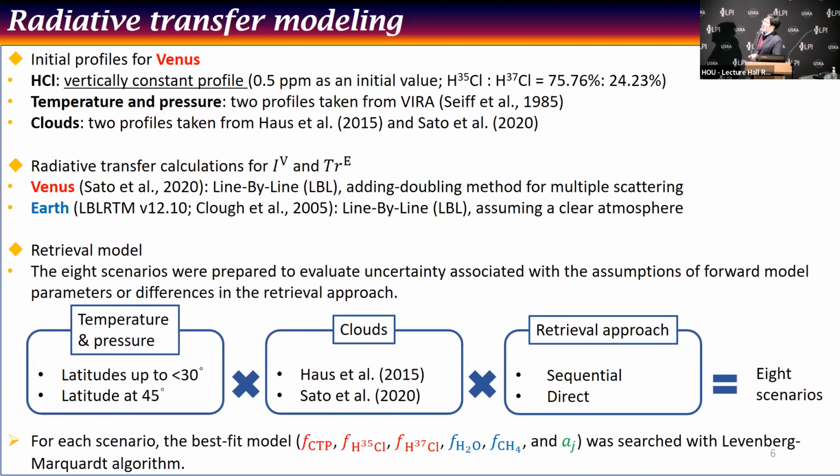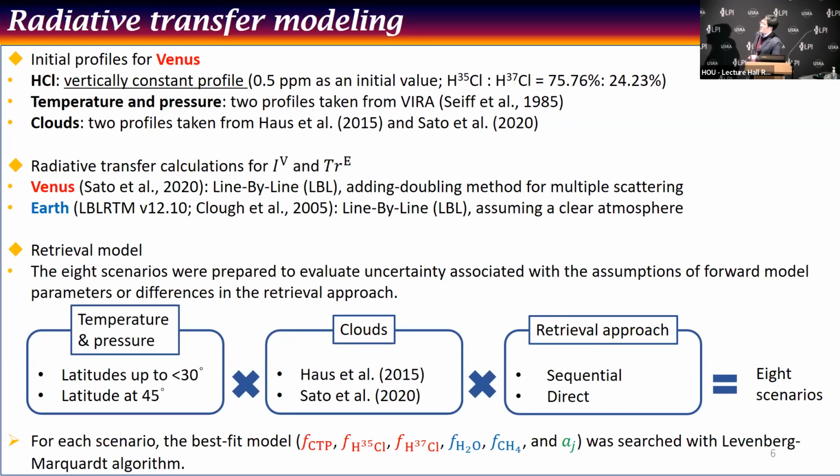HCl was assumed to have a vertically constant profile with 0.5 ppm as the initial value, and the initial fractional abundance of the isotopologues was set to the terrestrial ones. For temperature and pressure, profiles were taken from Venera, and for clouds, profiles were taken from Haus et al. and Sato et al. And for calculating the radiance from Venus, we used the line-by-line adding-doubling method for considering the multiple scattering.